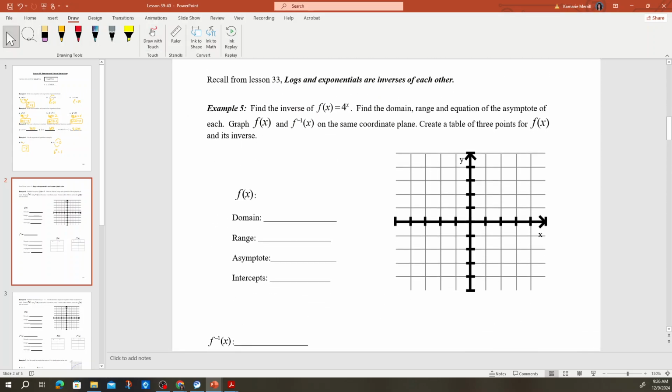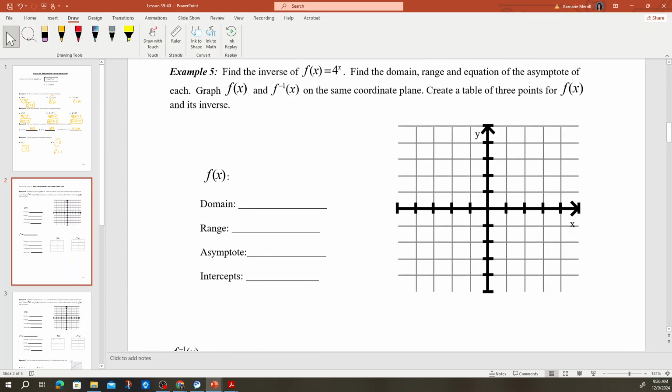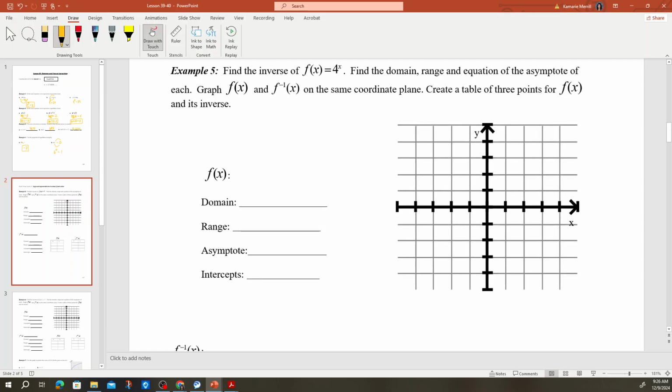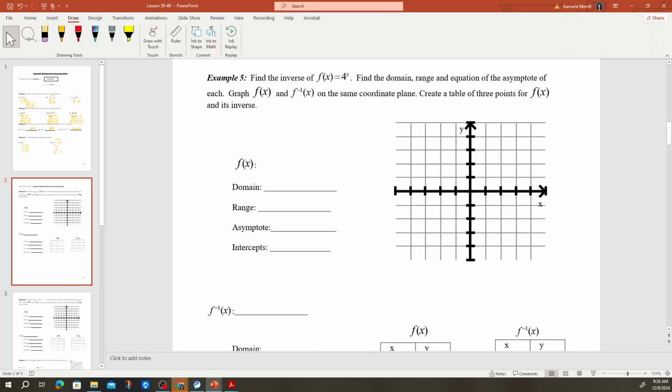So here's a recall for your logs and exponents and how they're inverses of each other. We did this in an earlier lesson. What do we know the inverse of a 4 to the x being? A log base what? What's the inverse going to be? A log base. My exponent's a 4. What's the base of my log? A log base 4, right?